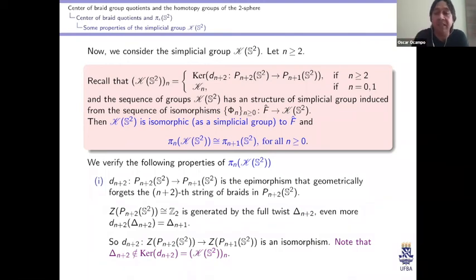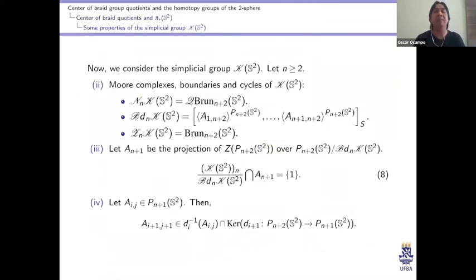There is restriction to the center, so it's surjective. The total D n plus 2 is surjective. And again, we have that the full twist doesn't belong to this kernel, and also we will use this information in the precondition. Well, more or less similar.